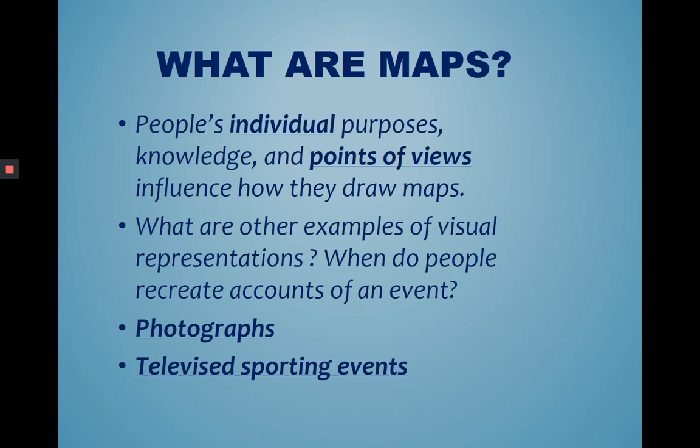Also, televised sporting events. These are visual representations. When we watch a game, we don't actually go to the game. It is a representation of what is happening. Also, people use those televised sporting events to recreate the accounts. Those videos will often be reused on things like SportsCenter or on the news to tell what happened at the game. So those are two different kinds of visual representations, just like maps.